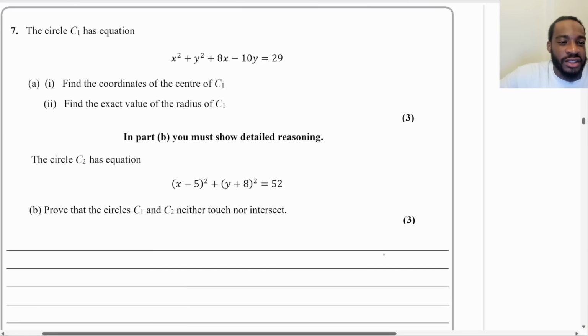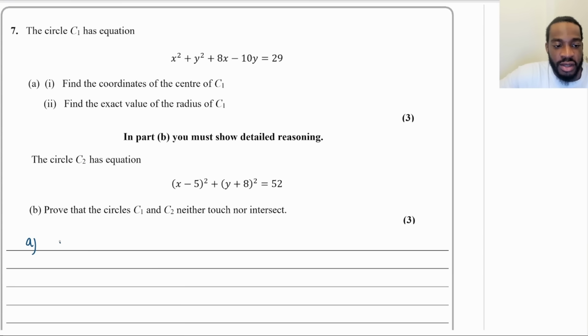So question 7 says the circle C1 has equation x squared plus y squared plus 8x minus 10y is equal to 29. Part A says find the coordinates of the center of C1 and the exact value of the radius of C1. So this is just standard year 12 stuff. So we first have to complete the square. So let's group them. We have x squared plus 8x plus y squared minus 10y is going to equal 29. Complete the square on both terms.